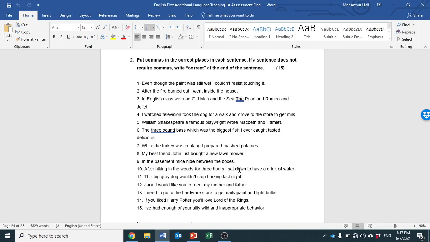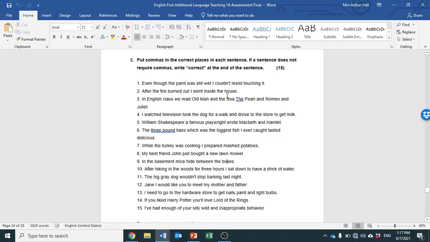Look at the first sentence. Even though the paint was still wet, I couldn't resist touching it. Who is doing what? Okay, what am I doing? I couldn't resist. Okay, or touch. I couldn't resist touching. And then what couldn't I resist touching? It, which is obviously the pronoun for the paint. Okay, so there are two independent clauses there, or actually one independent, one dependent. You simply have to add a comma to separate the two, and I'm sure you'll agree. You add the comma there between wet and I couldn't resist touching it.